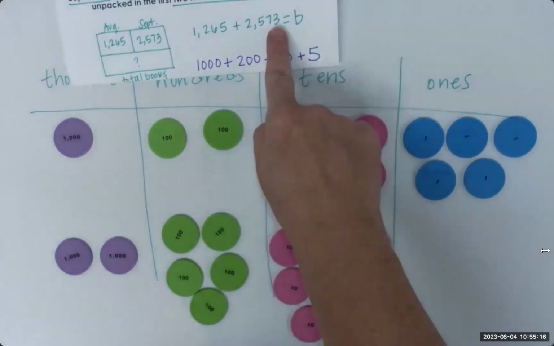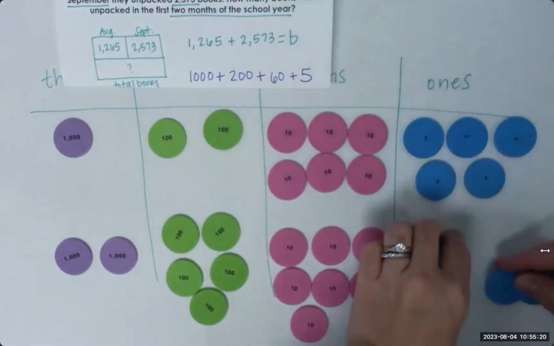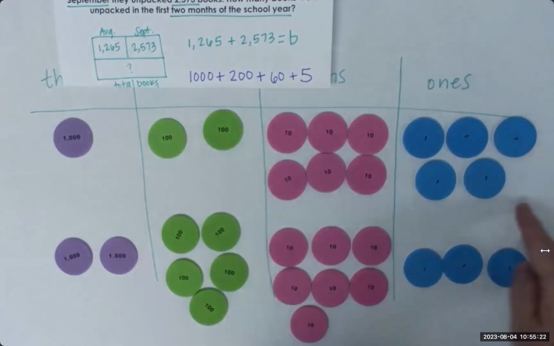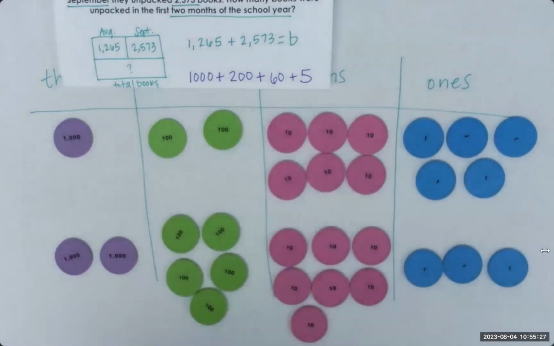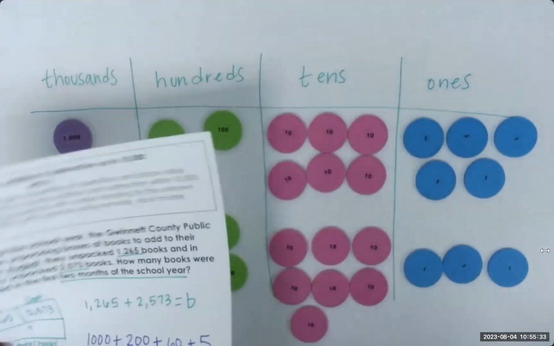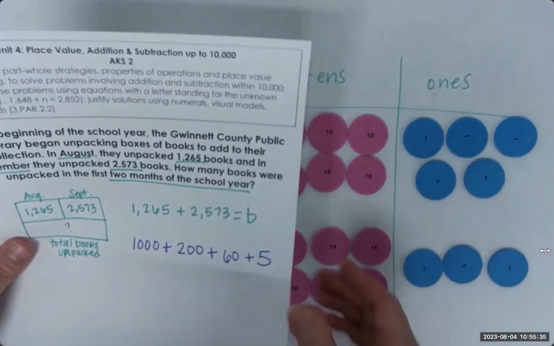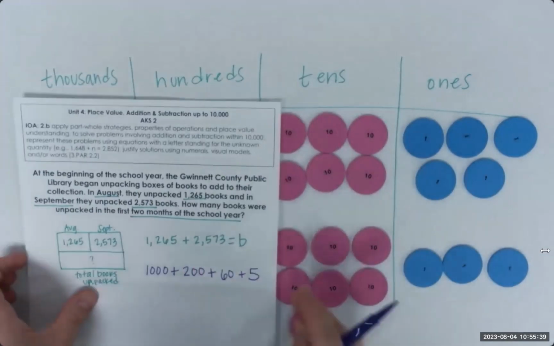And then last but not least, I need my 3 ones. 1, 2, 3. Okay, so notice how I've just got an invisible line right here. You can do that or you can draw a line, either or. I'm going to leave it off because I want to show what happens when I move it all together. Okay, so now with this expanded form equation, I am going to show that next number.